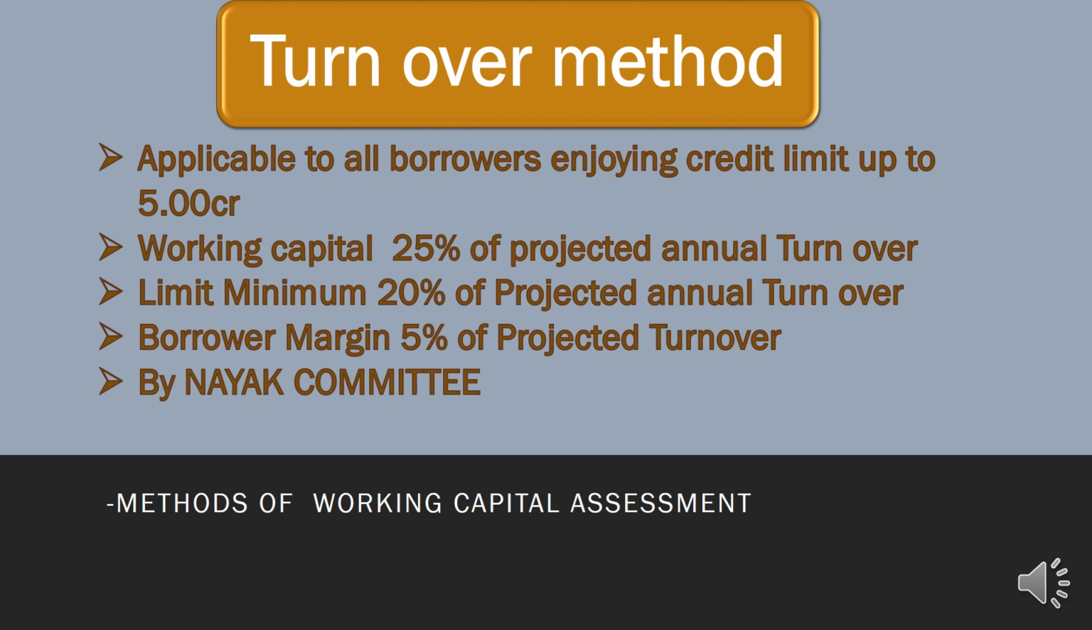Turnover method. This can be applicable to all borrowers enjoying fund-based working capital limits up to and inclusive of 5 crores within the banking system. Under this system, the working capital requirement of the borrower will be assessed at 25% of the projected annual turnover, of which at least 4/5, that is 20% of the projected turnover, should be provided by the bank as working capital finance, and the balance 1/5, that is 5% of annual turnover, should be contributed by the borrower as his margin towards the working capital.